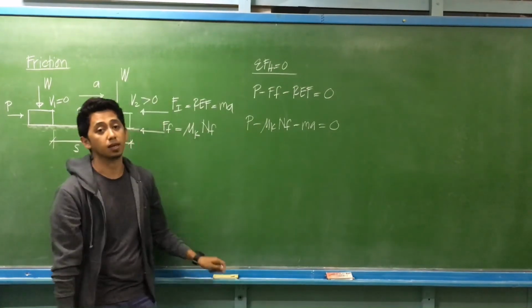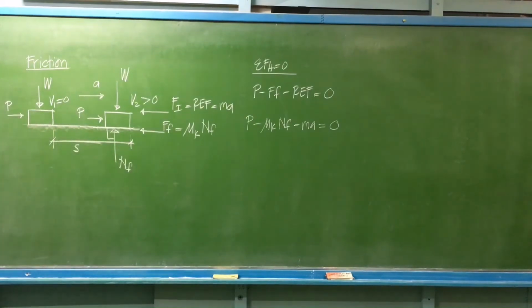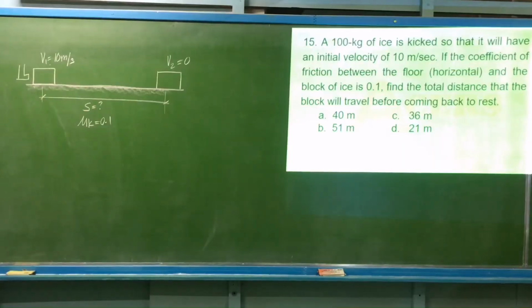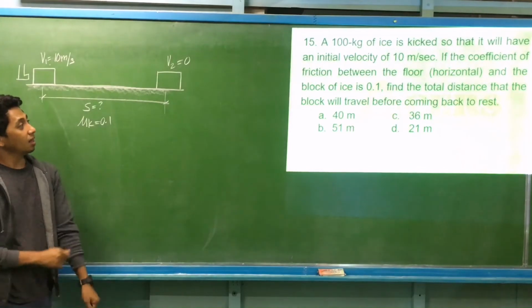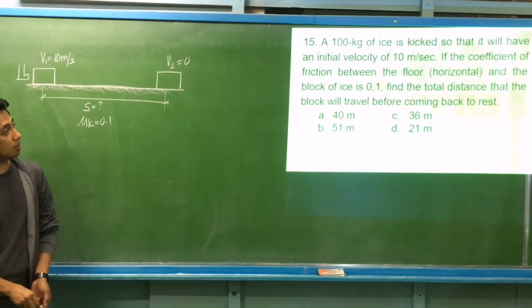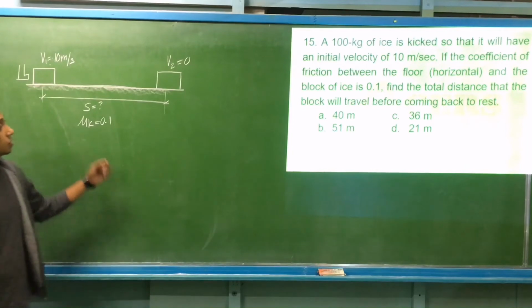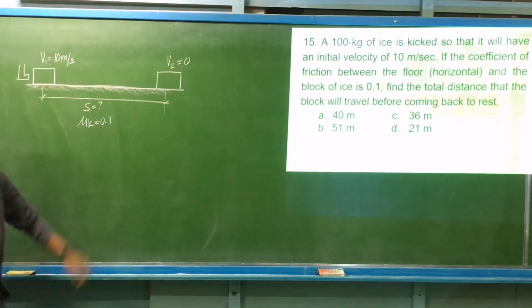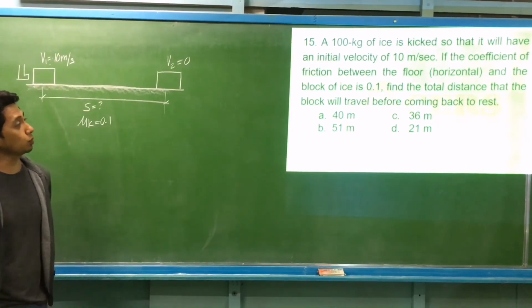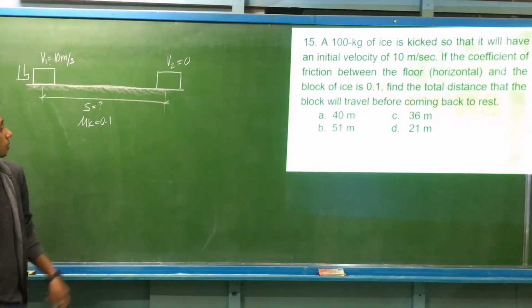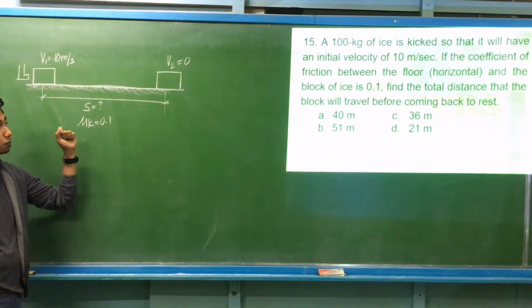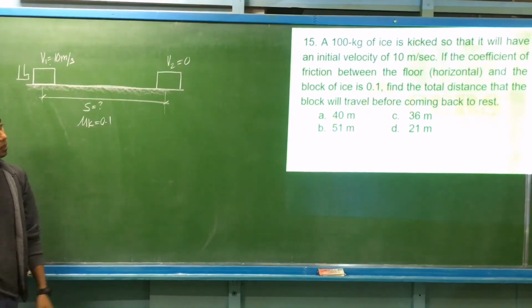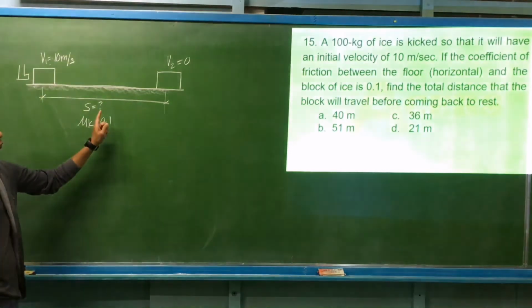So let's have one example. A 100 kilogram block of ice is kicked so that it will have an initial velocity of 10 meters per second. If the coefficient of friction between the floor, which is horizontal, and the block is 0.1, we assume this to be the coefficient of kinetic friction. Find the total distance that the block will travel before coming back to rest.